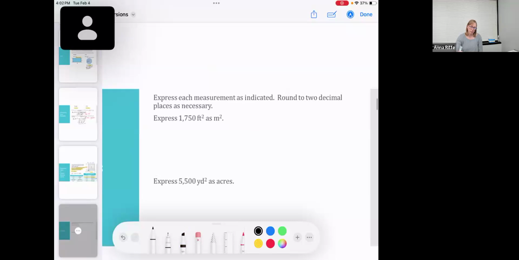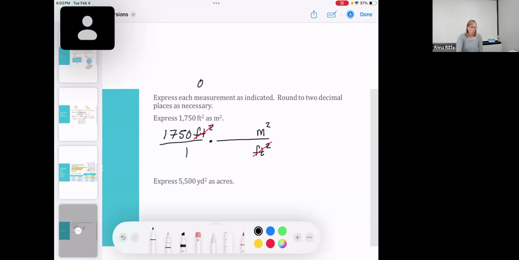So I can take my 1,750 square feet. I can make it a fraction, so put it over 1. And I'm going to multiply by something for which the feet cancel. I'm going to put square feet in the denominator, so I have feet on top and feet on bottom. So the feet cancel, which means my square meters will be on top.